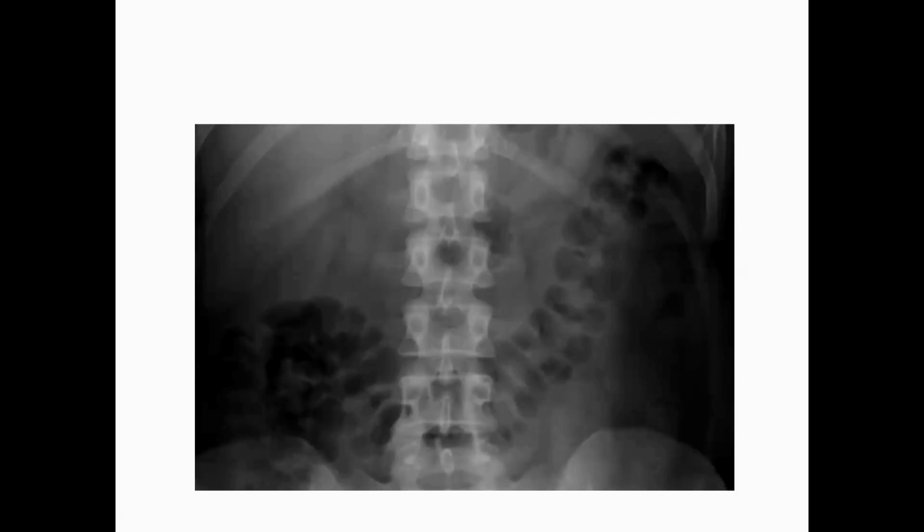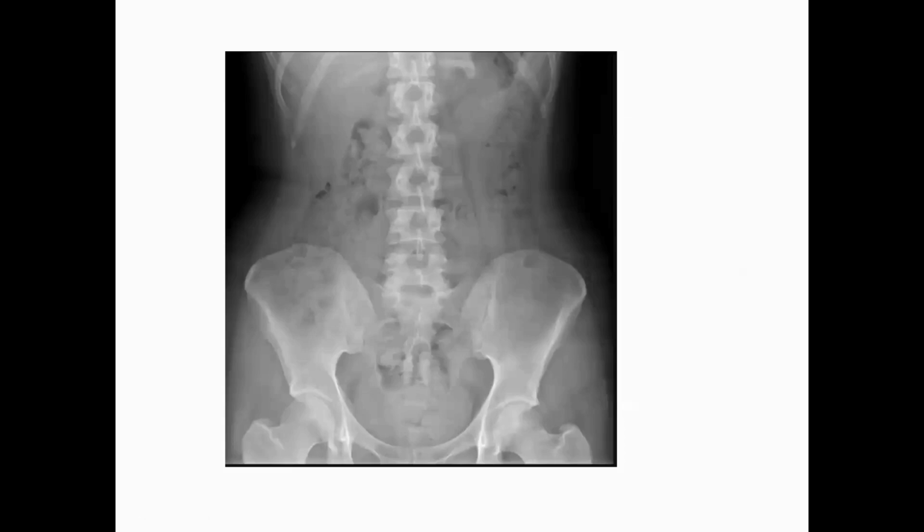Another feature of the large bowel is that it contains feces. If you look at here, this is this feature. How are you going to know this is a large bowel? Because the large bowel contains feces, it gives a mottled appearance. Why is it mottled? Because the feces mix with the bowel gas, which gives the mottled appearance.